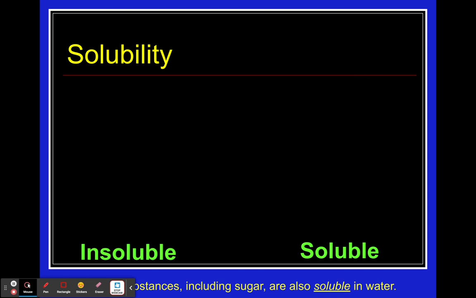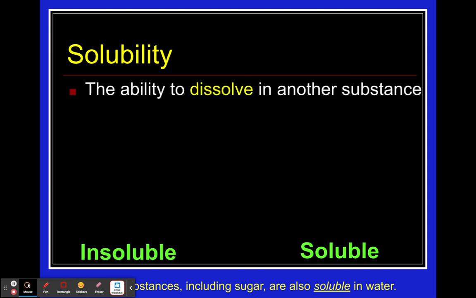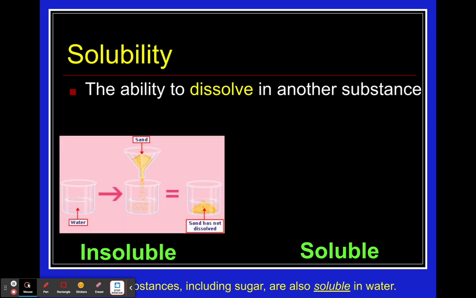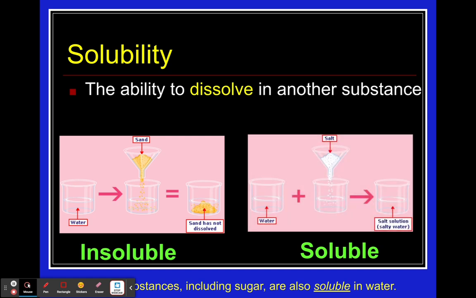All right. Solubility. You're going to practice this one today. Solubility is the ability to dissolve in another substance. For example, if you put sand into water, it is not going to dissolve. It's insoluble. But if you put salt in hot water, the salt will dissolve. You have salty water. You can't see the salt anymore, but the salt is still there. We call that soluble.